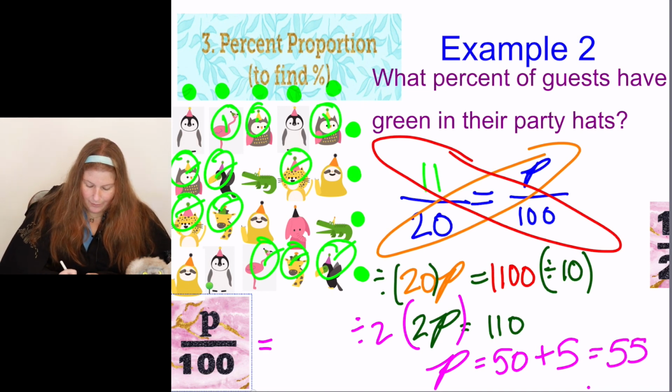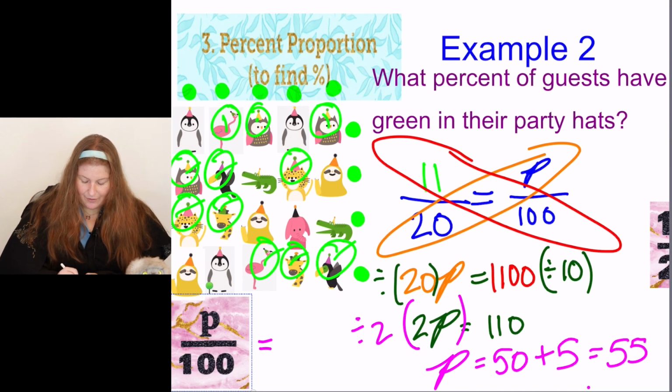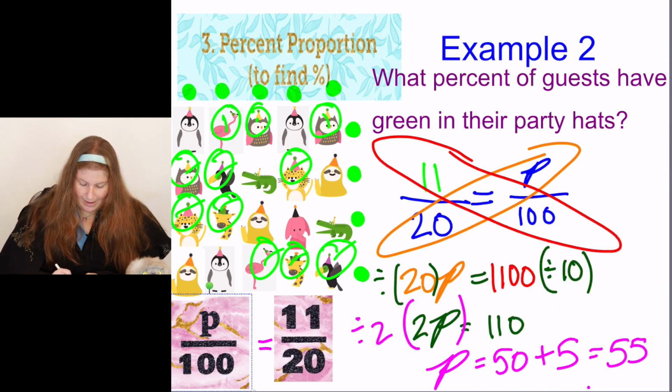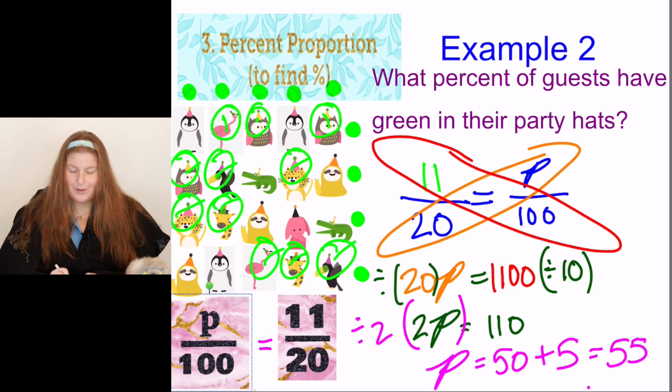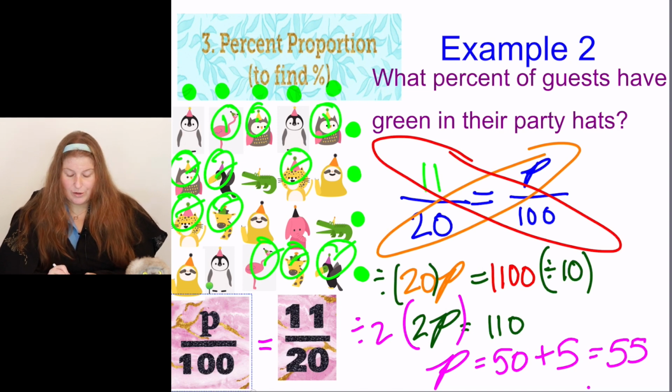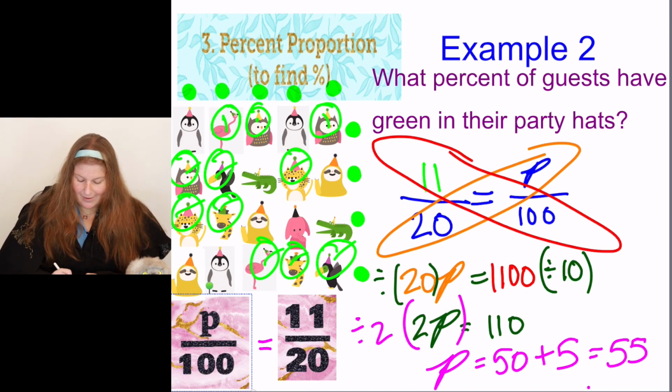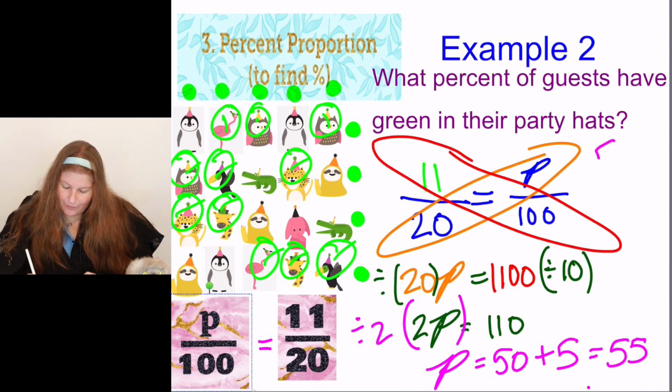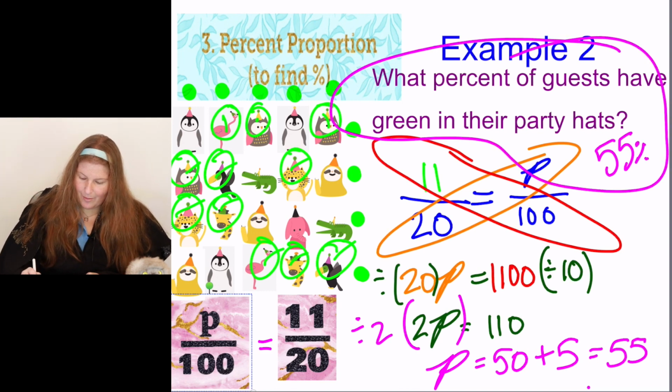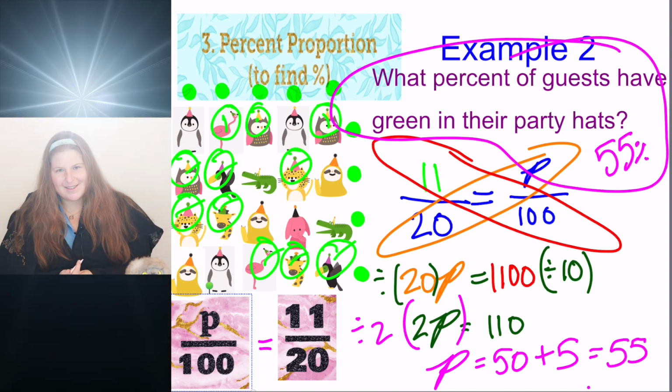So I now know that if I'm trying to find what percent out of 100 something is, and the fraction that that's equal to is 11 out of 20, so the part is 11 and the whole group is 20, when I cross multiply and then isolate the variable, I will find out that 55% of our party guests have green in their hats. I hope you got that same answer.